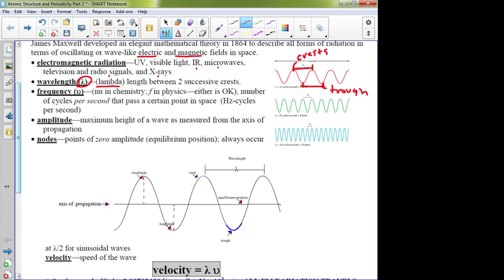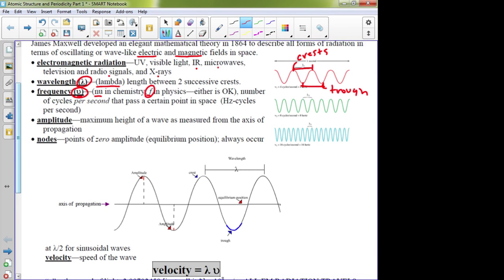Then we also need to know what frequency is. The symbol is kind of like a cross between a V and a U. It's called a nu in chemistry, and in physics, they use an F instead of a nu. To me, it makes more sense to use the F because it's frequency, but you could use either. It does not matter.